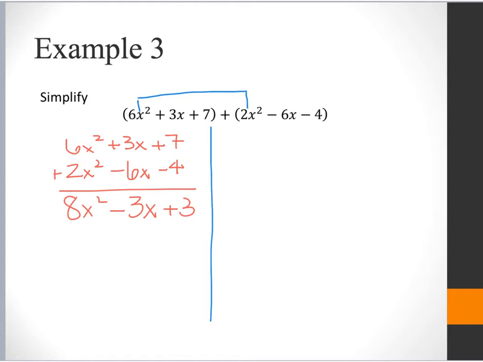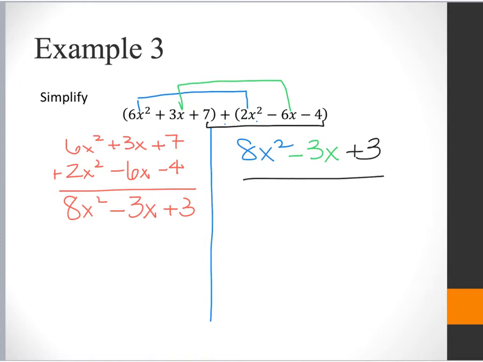So I have 6x squared plus 2x squared gives me 8x squared. Then I'm going to take my 3x, and I have 3x plus a negative 6x, which gives me a negative 3x. And for my final one, I have 7 plus a negative 4 gives me plus 3. So you can see both answers end up being the same.